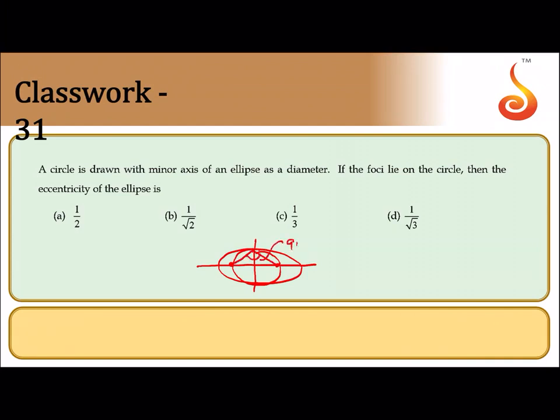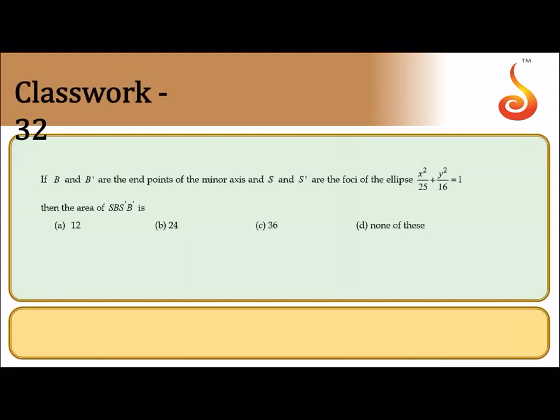The eccentricity of the ellipse: when the foci lie on the circle, this is the diameter, so the angle between them is equal to 90 degrees. So we already calculated that E is equal to 1 by root 2 will come. Eccentricity 1 by root 2. In the previous problem we have solved it. Option B is correct.